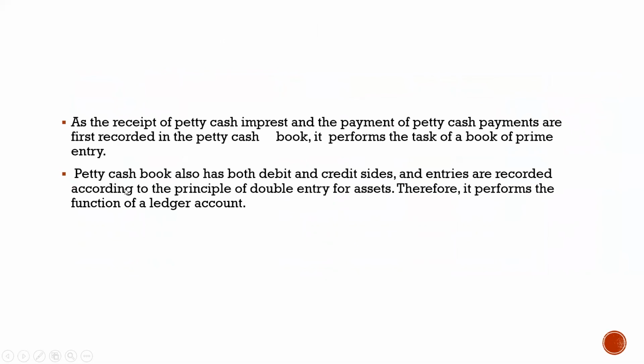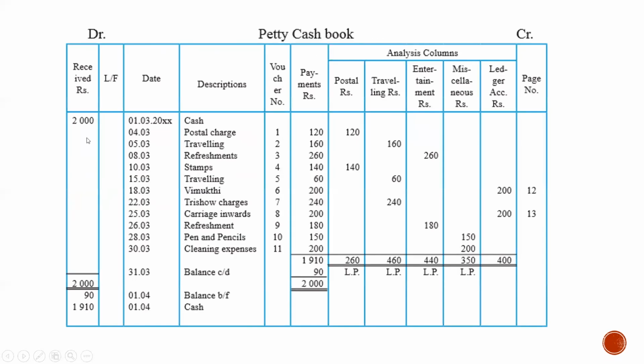Before that, let me talk about this dual impact. As the receipt of the petty cash imprest and the payment of petty cash payments are first recorded in the petty cash book, that is why we call it a prime entry book. Also, since both debit and credit entries are recorded here, according to the principle of double entry for assets, it is considered a ledger account. Right, so this is the petty cash book.